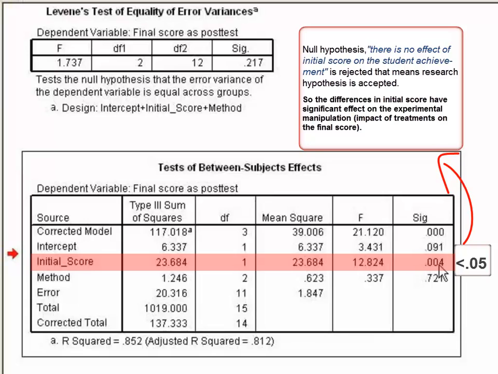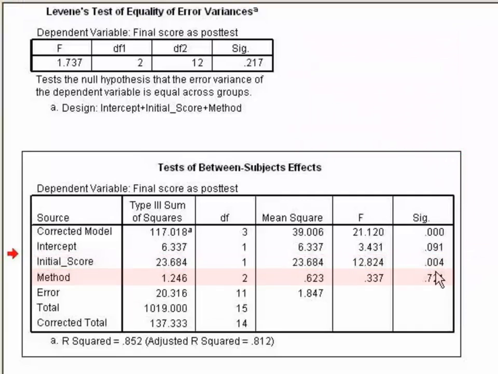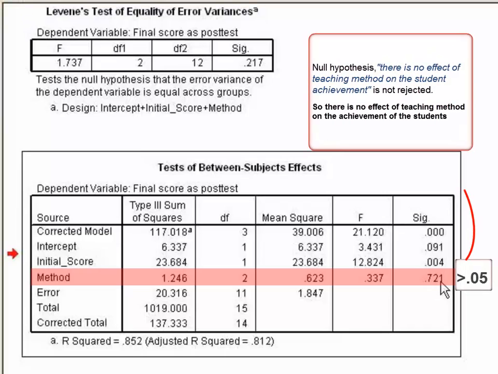So, the differences in initial score have a significant effect on the experimental manipulation, which is the impact of treatments on the final score. At the same time, the sig value for method, 0.721, is greater than 0.05, which means the null hypothesis is not rejected. So, there is no effect of teaching method on the achievement of the students.